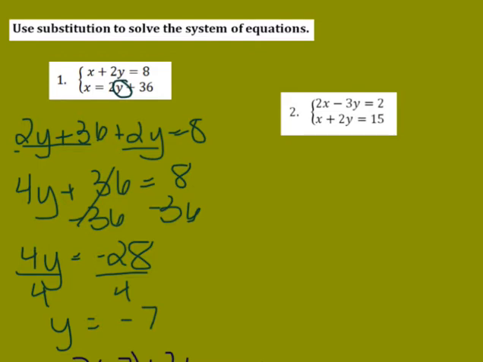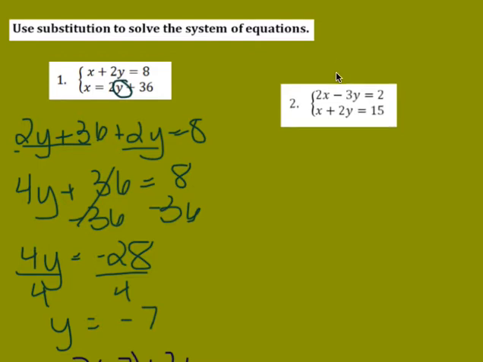For number 2, before we can solve it, we need to have one of those solved for a variable. What I always do is look for a letter that only has a coefficient of 1. I see that this x has only a coefficient of 1, so that makes it really easy to solve for. I'm going to take this equation and solve it for x.